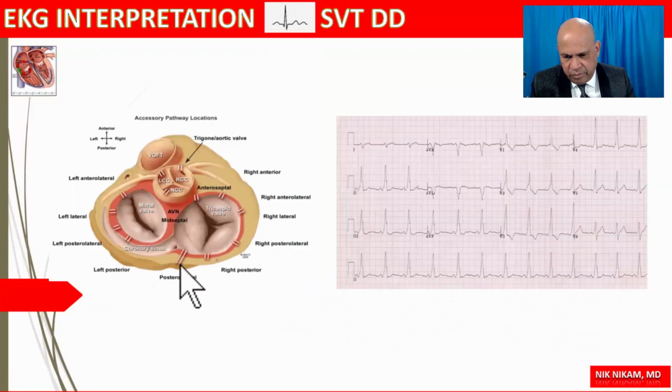And here is a depiction of the location of the accessory pathways. This is looking at the heart, and here's the mitral valve, and here's the tricuspid valve, and they are located here most often in the lateral wall that acts as the accessory pathways. And here's an example with a delta wave, which we can clearly see in multiple leads. So this is a type A WPW because we see positive deflections in the anterior leads and also in the inferior leads. So this is type A WPW.